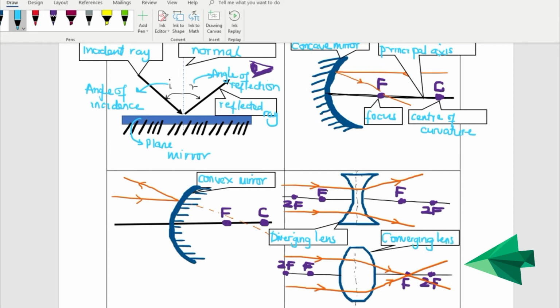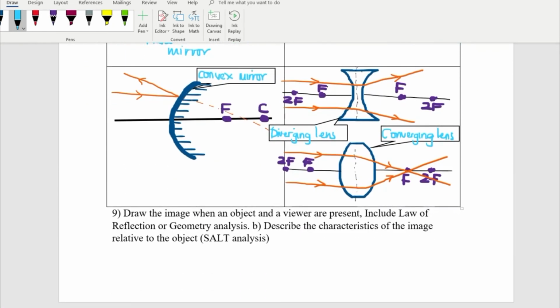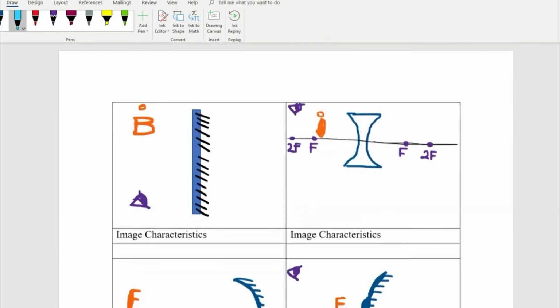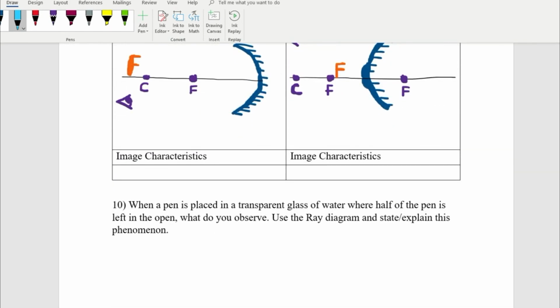So that's about it for this particular part. On our next point, we're going to draw images of various objects related to the image, and also look a little bit at what is called refraction.